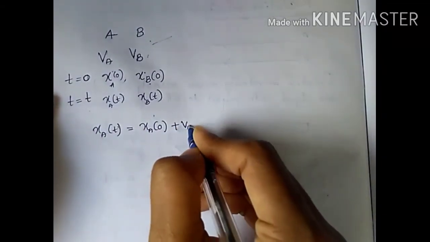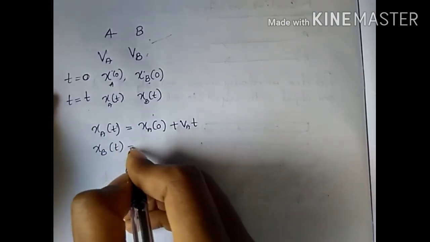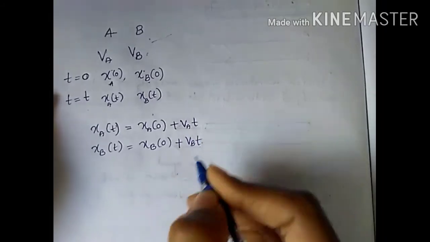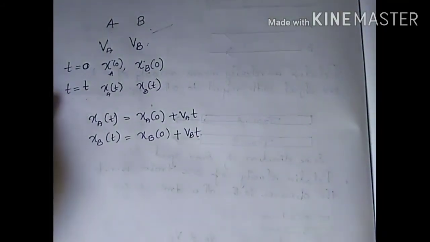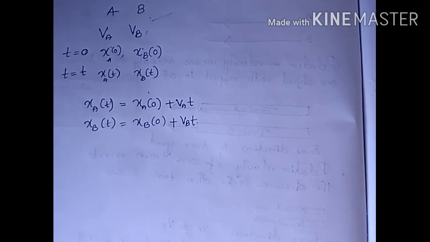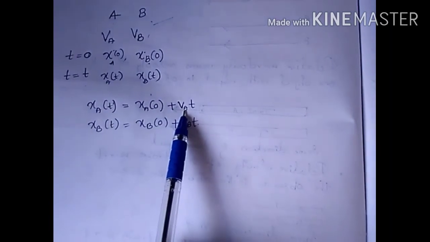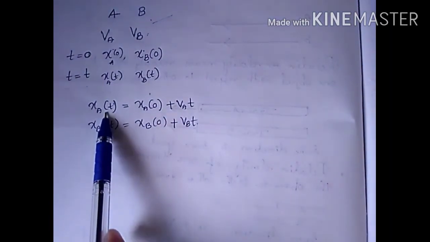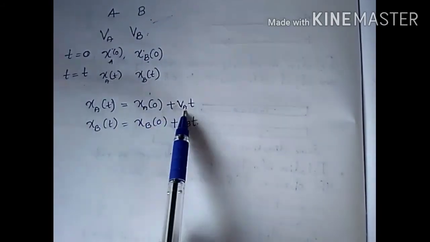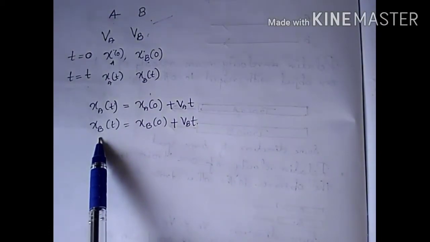xA(t) is equal to xA0 plus vAt, and xB(t) is equal to xB0 plus vBt. Why? Average velocity is the ratio of the displacement of a body to the time interval. So if vA can be written as x(t) minus x0 divided by t, then from that equation we can write xA and xB.